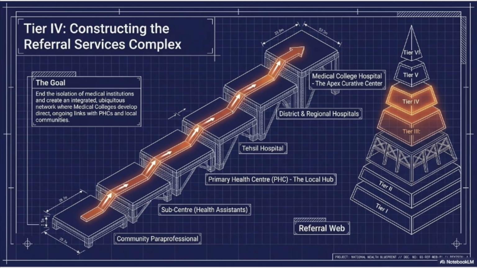This created a referral web starting from the community paraprofessional, moving up through the sub-center with its health assistants, then to the primary health center as the local hub, followed by the taluk hospital, then district and regional hospitals, and finally reaching the medical college hospital, which served as the apex curative center.